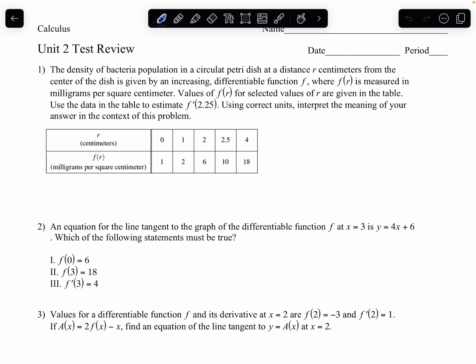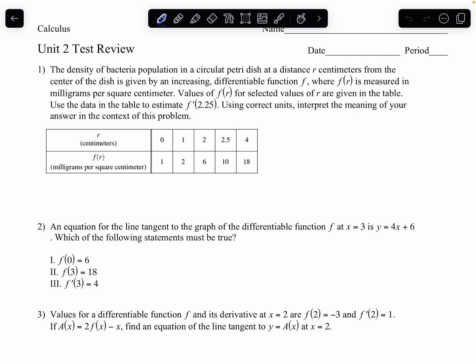The density of bacteria population in a circular petri dish at distance r centimeters from the center of the dish is given by an increasing differentiable function f, where f of r is measured in milligrams per square centimeter. Values of f of r for select values of r are given in the table. Use the data in the table to estimate f prime of 2.25, using correct units to interpret the meaning of the answer in the context of the problem. I swear I went back and corrected this, but it looks like I didn't, but whatever.